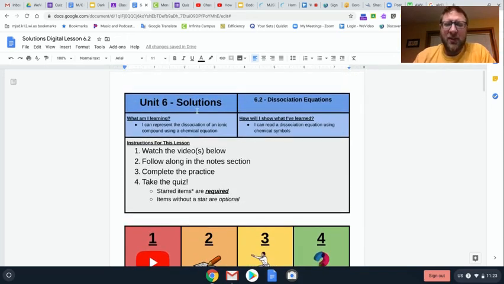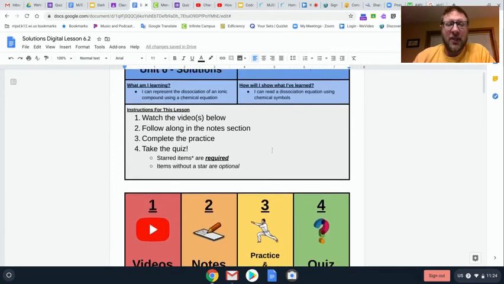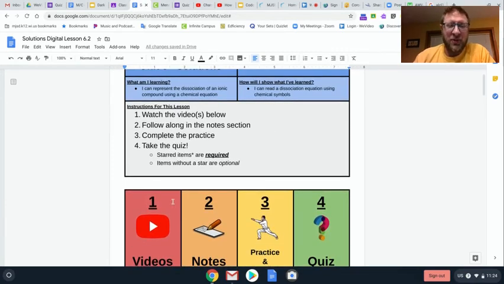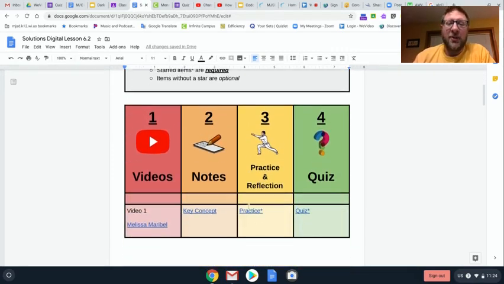I was going to have what unit we're in, what lesson it is in the unit. Our learning target and language objectives will always be here. So today we're representing dissociation of ionic compounds using chemical equations and reading dissociation equations using chemical symbols. But as far as the lesson goes, the instructions just go 1, 2, 3, 4 on here. You're going to start out, and you already did this part. You're going to be watching the video. All right, that will change by tomorrow.